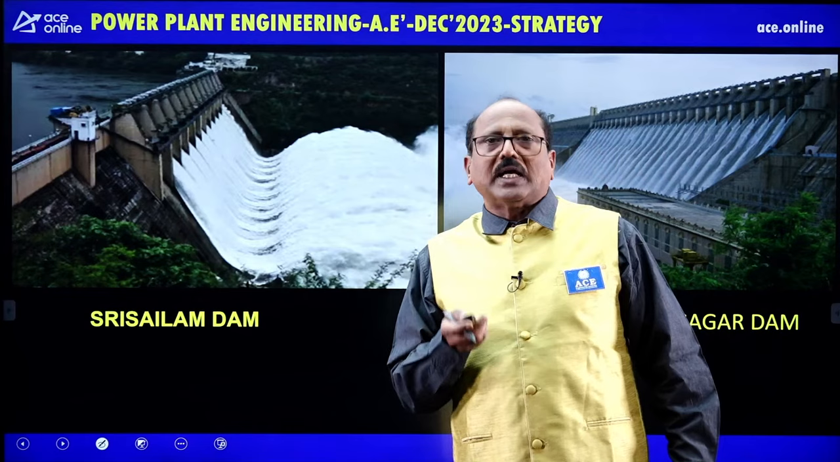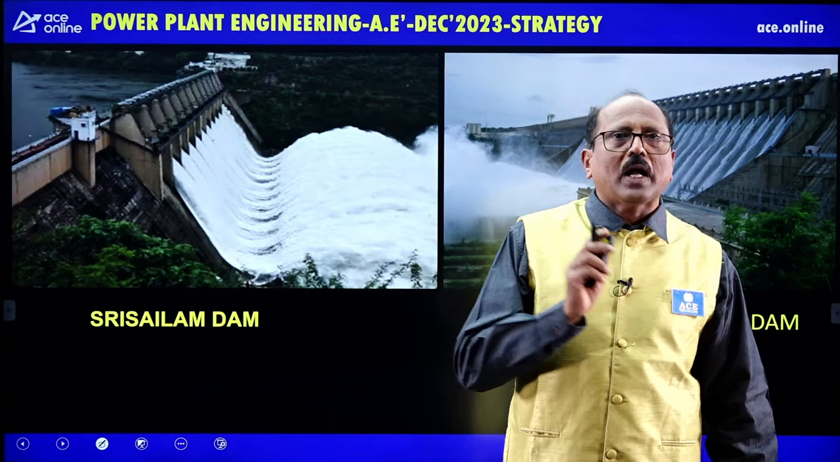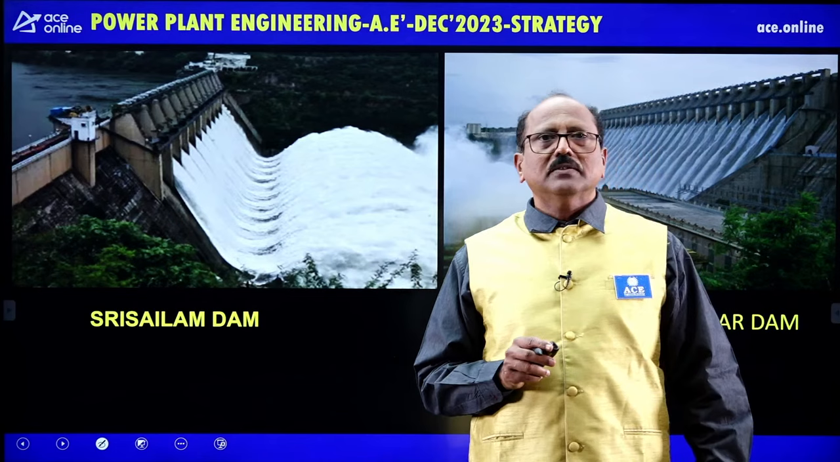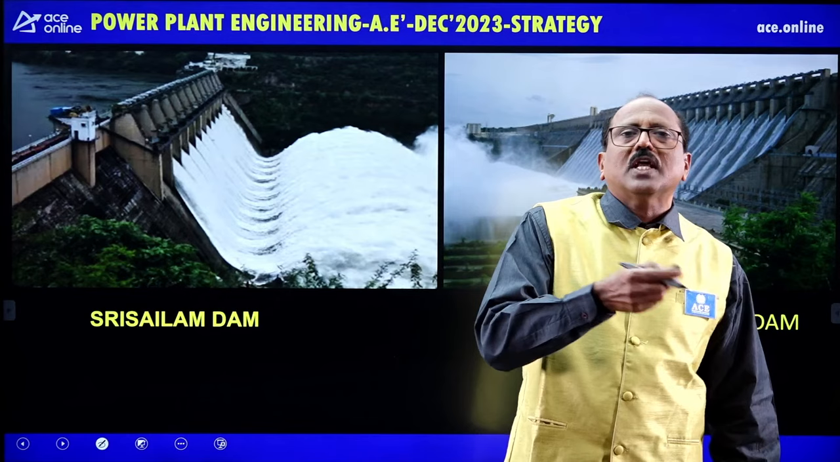Other than thermal, there is hydro, water. Example, Nagarjuna Sagar, Srisailam, Jurala project, and Pulichintala. So these are hydro power plants pertaining to Telangana state, on this side, we can say the right side, attached with Andhra Pradesh: Priyadarshini Jurala plant, Srisailam, Nagarjuna Sagar, and Pulichintala. Pulichintala is a recently installed one, a few years back.